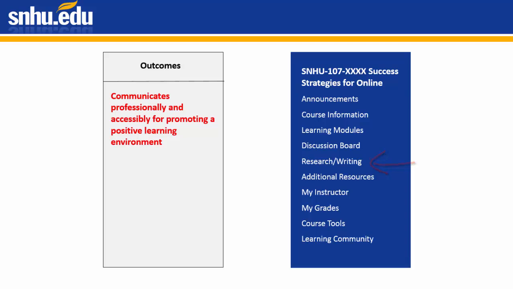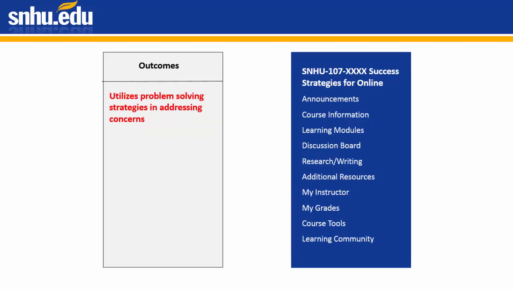In an effort to be more accessible and approachable to students, you can be proactive and encourage students to contact you when a question or concern arises, as well as offer office hours at varied times and outside of traditional business hours to ensure all students have the opportunity to connect with you personally. Lastly, outcome number 3 is utilizes problem-solving strategies in addressing student concerns.